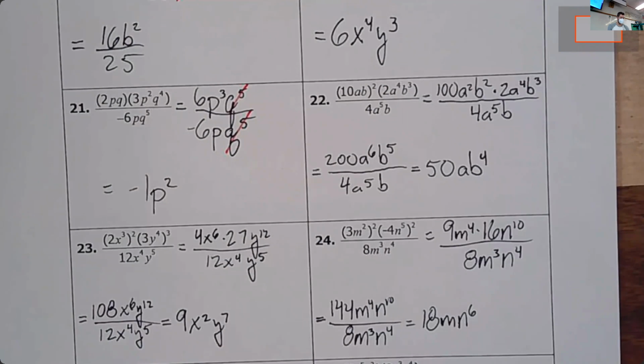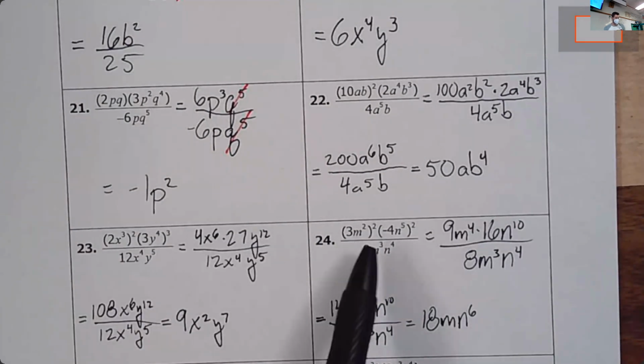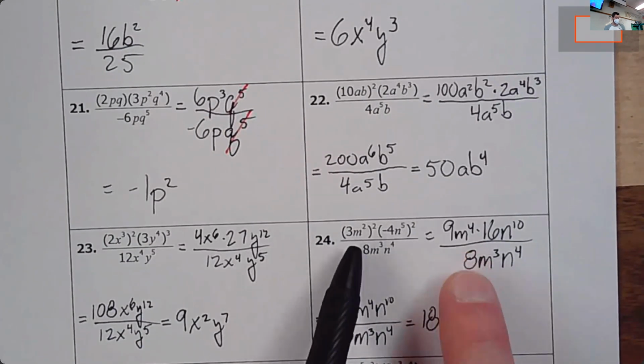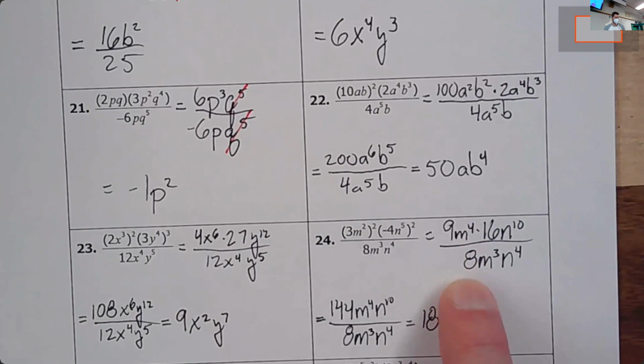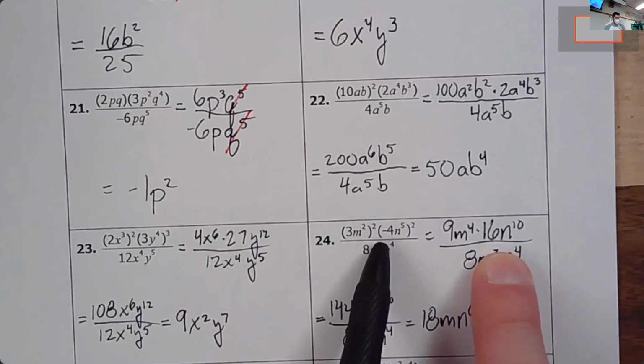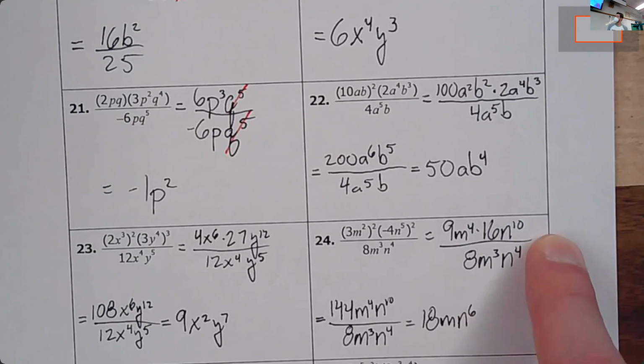All right. For 24, it's actually really similar. We're going to use the power rule first. So the first set of parentheses, the exponent of 2 applies to both of the things in there. So that would be 3 squared, which is 9. M to the second, multiply your exponents, m to the 4th. And then -4 squared, -4 times -4 is positive 16. And then n to the 5th to the 2nd, multiply your exponents, you get n to the 10th. That's our power rule step.